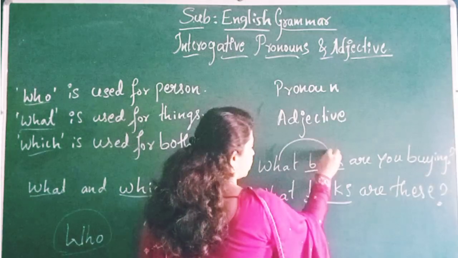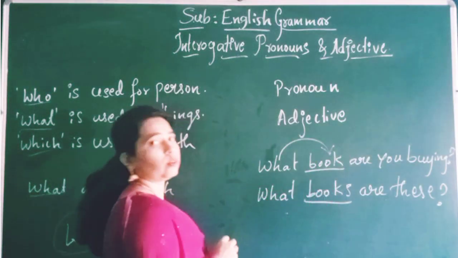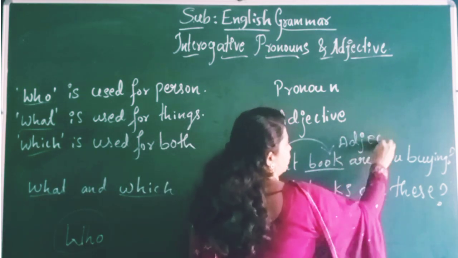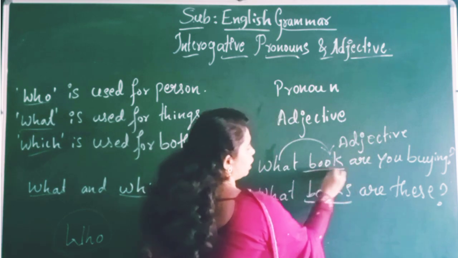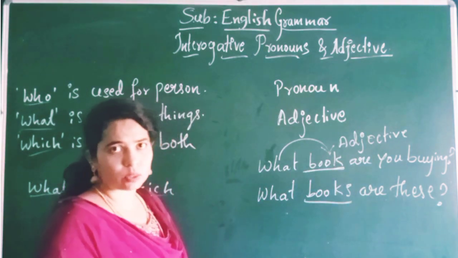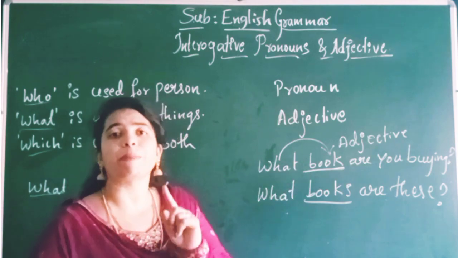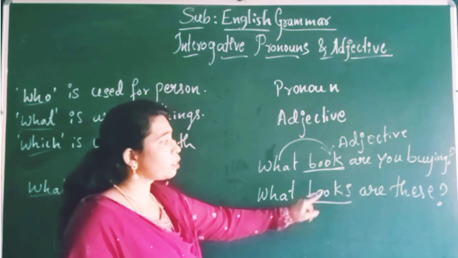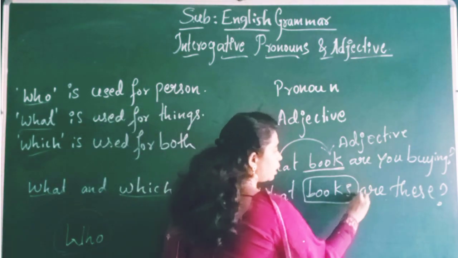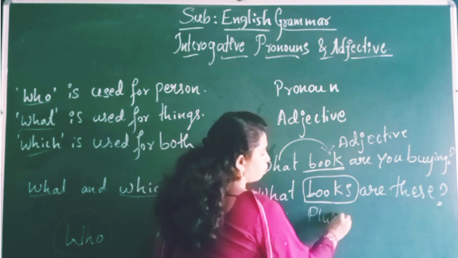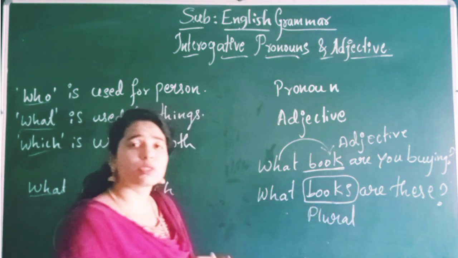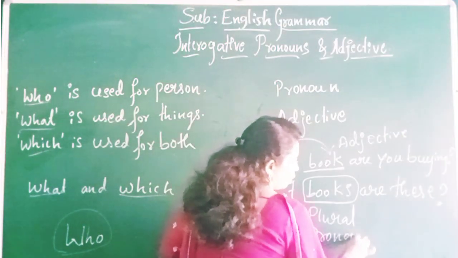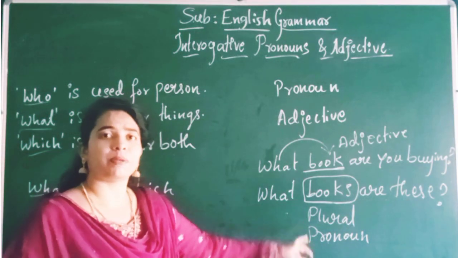When what comes with a particular noun, then it is adjective. Immediately it comes with a noun. Book is a noun and they are talking about one particular book. So it is adjective. Now coming to what books. Here it is also a noun but in plural form. They are talking about so many books. So it works as a pronoun here.